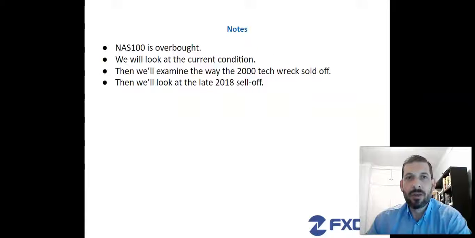Now, the NAS 100 is overbought. NAS 100 is FXCM's proxy for the NASDAQ. We're going to be looking at the current condition on the monthly chart. Then we'll examine the way the 2000 tech wreck sold off. And then we're going to look at the late 2018 sell-off.